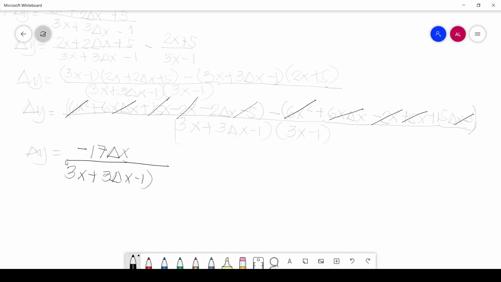Delta x minus 1. Okay, I just copy this denominator. So, kung gusto niyo mag-expound, ikaw na, pero I suggest huwag nang mag-expound, hangga't hindi pa tayo nakakaabot sa ating limit.